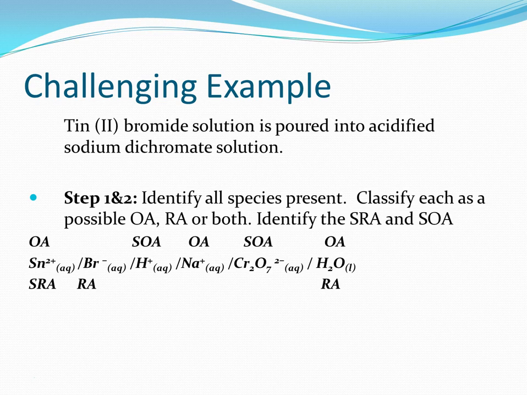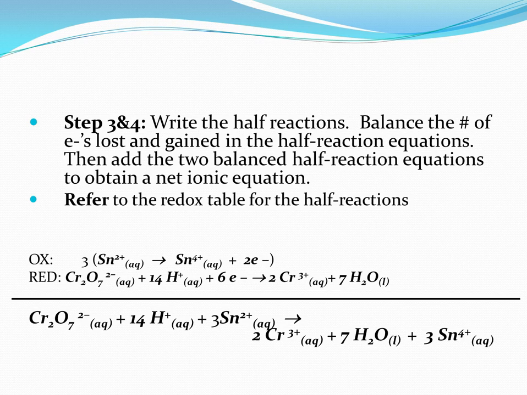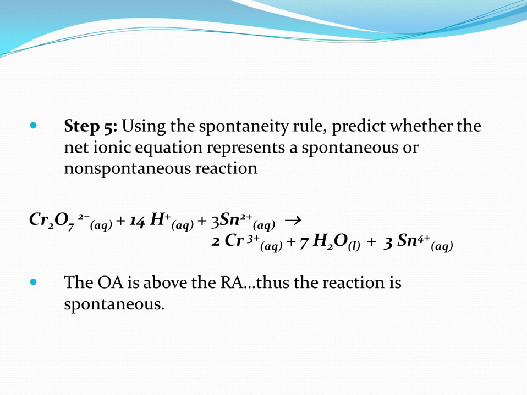The strongest oxidizing agent is identified by choosing dichromate and hydrogen. Because these are together in the data booklet's half reaction, they are both the strongest oxidizing agent. Tin ions are the strongest reducing agent. Write out the half reactions for the strongest oxidizing agent and strongest reducing agent. Balance the electrons in the half reactions by multiplying the oxidation half reaction by 3. Combine the two half reactions. The strongest oxidizing agent is above the strongest reducing agent in the data booklet, so the reaction is spontaneous.